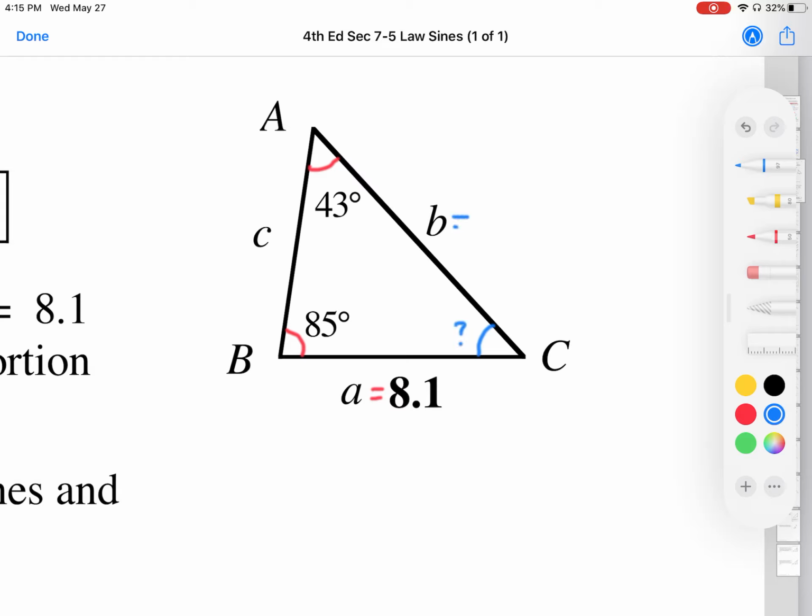I need to find the side of measure B. I need to find the side C. We don't know what that is. And that's what we're going to do for this section.